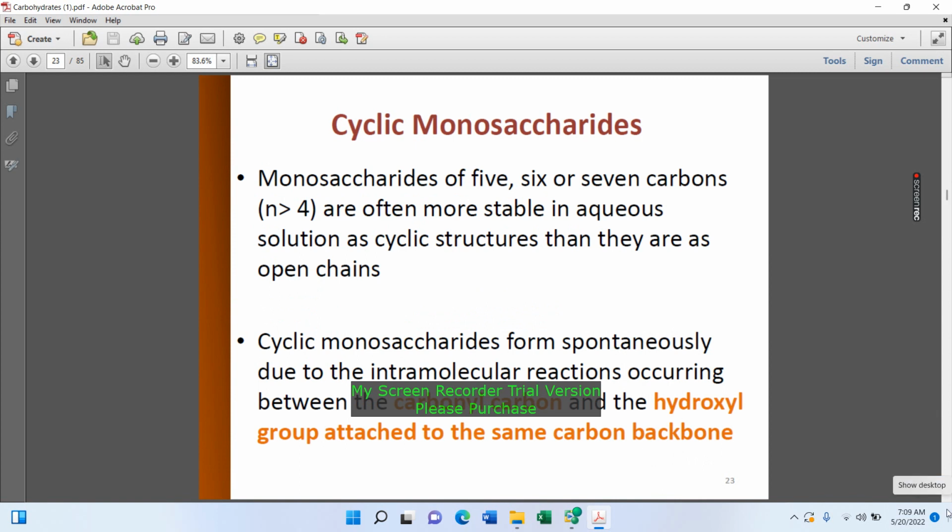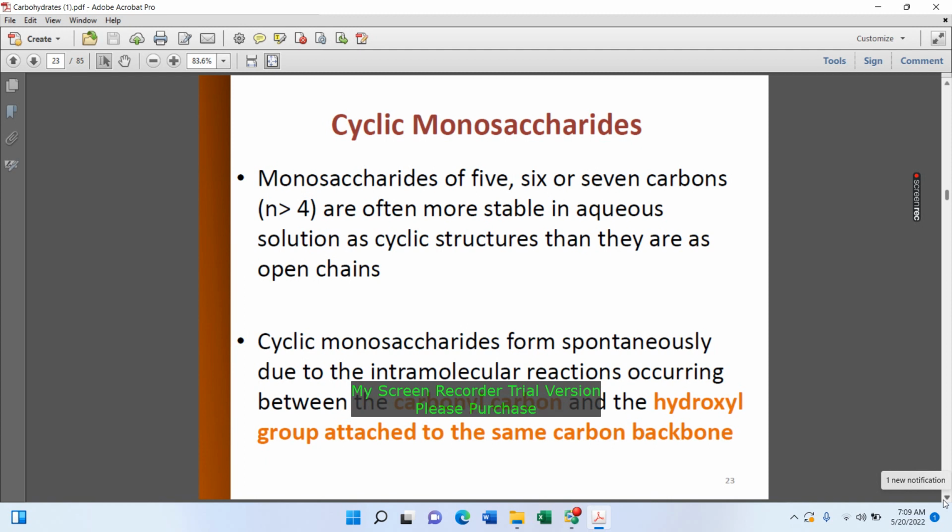So now let's go to cyclic monosaccharides. Monosaccharides of 5, 6, 7 carbons are more stable in aqueous solution as cyclic structures than they are as open chains. Cyclic monosaccharides form spontaneously due to the intramolecular reactions occurring between the carbonyl carbon and the hydroxyl group attached to the same carbon backbone.